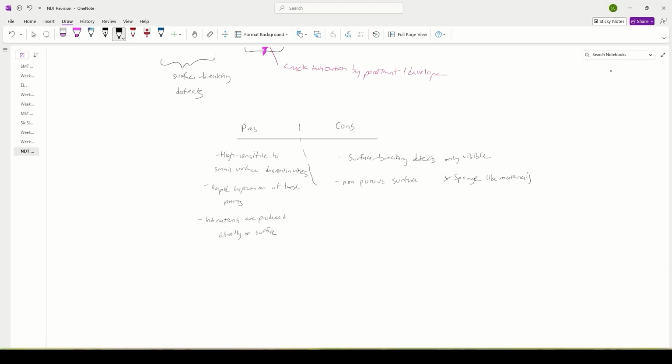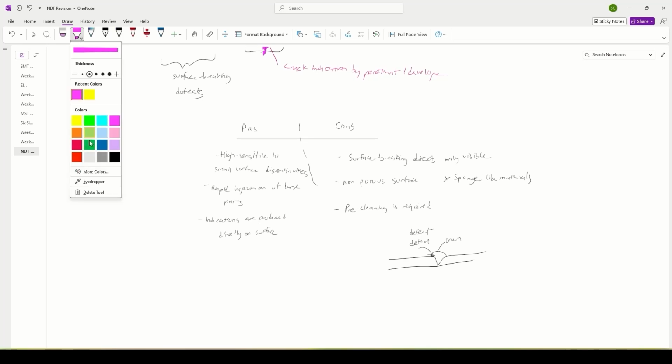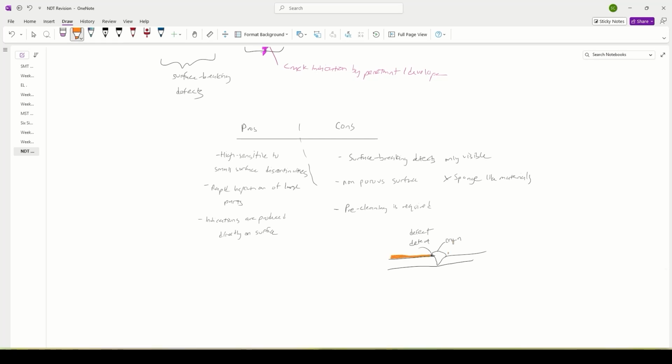Next is of course pre-cleaning is required, because let's say we have a welding defect here and we want to detect some defect near the crown. So this is called a crown. However, it is covered with a thin layer of rust, which I will represent with a brownish tone right here. So this is rust, because steel rusts into an iron oxide layer. To prevent this, we have to scrape this surface to make sure that our oxide layer is gone. So this may be a bit time consuming.